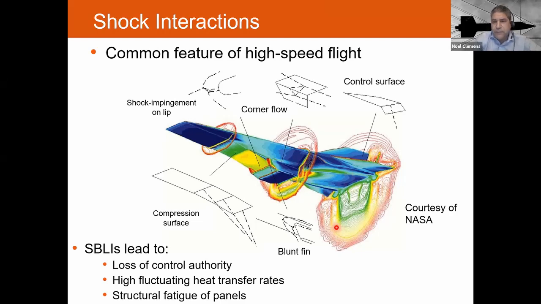And then the unsteadiness can couple into the resonant frequencies of aero panels, and especially in hypersonics, the panels get weaker because they get hot, and they become more compliant, and so they exhibit a much bigger vibratory response to the forcing of these unsteady motions, and then they can lead to structural fatigue and failure.